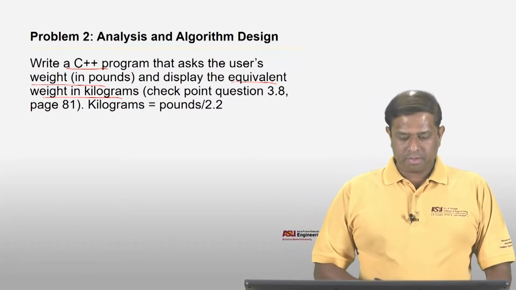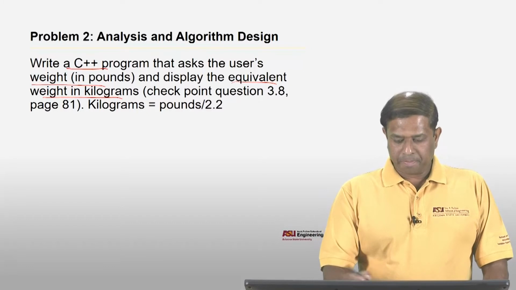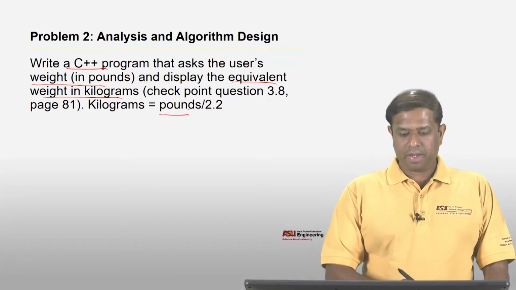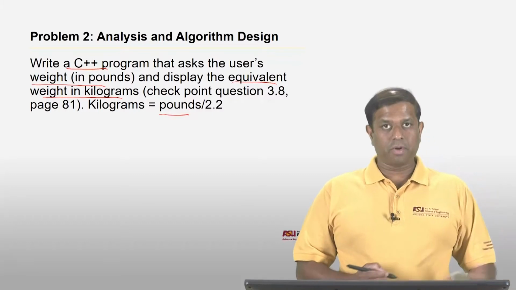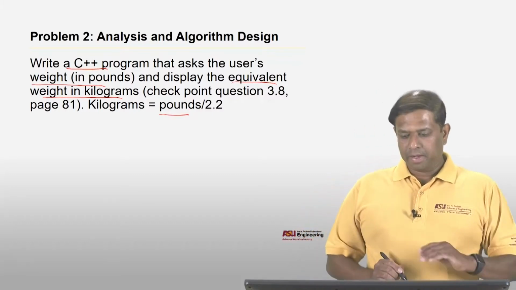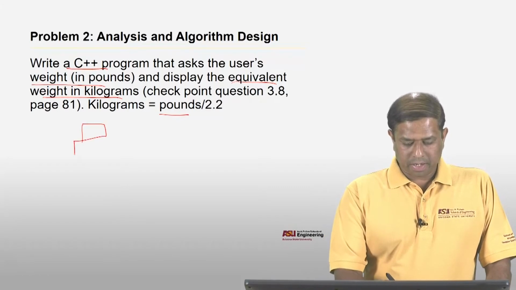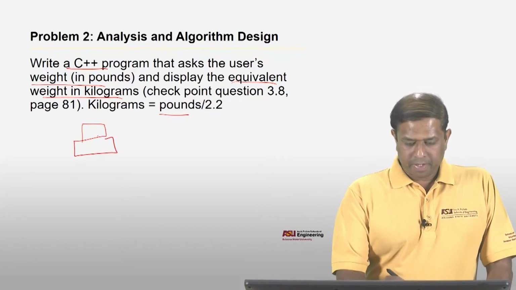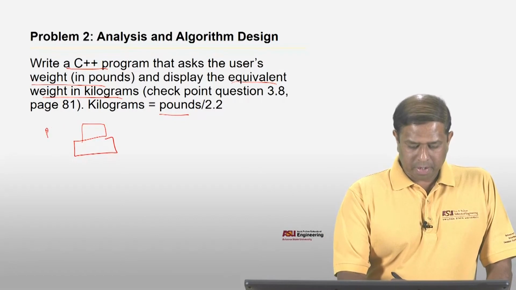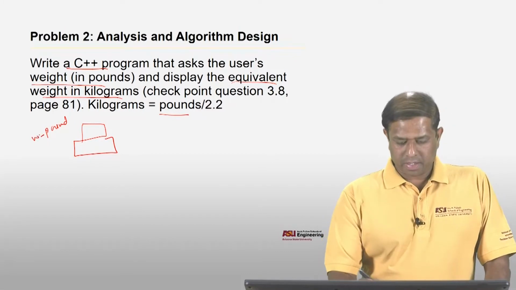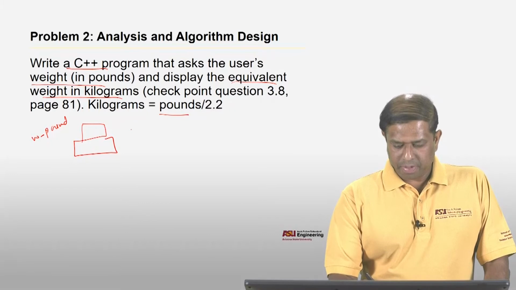Now, in order for us to do that conversion, we need to divide pounds by 2.2 to get the corresponding kilogram weight, right? Now, for this particular problem, let's try to figure out what the inputs and outputs are. The input for this program is going to be weight in pounds, right? And then the output from this program is going to be weight in kilos.